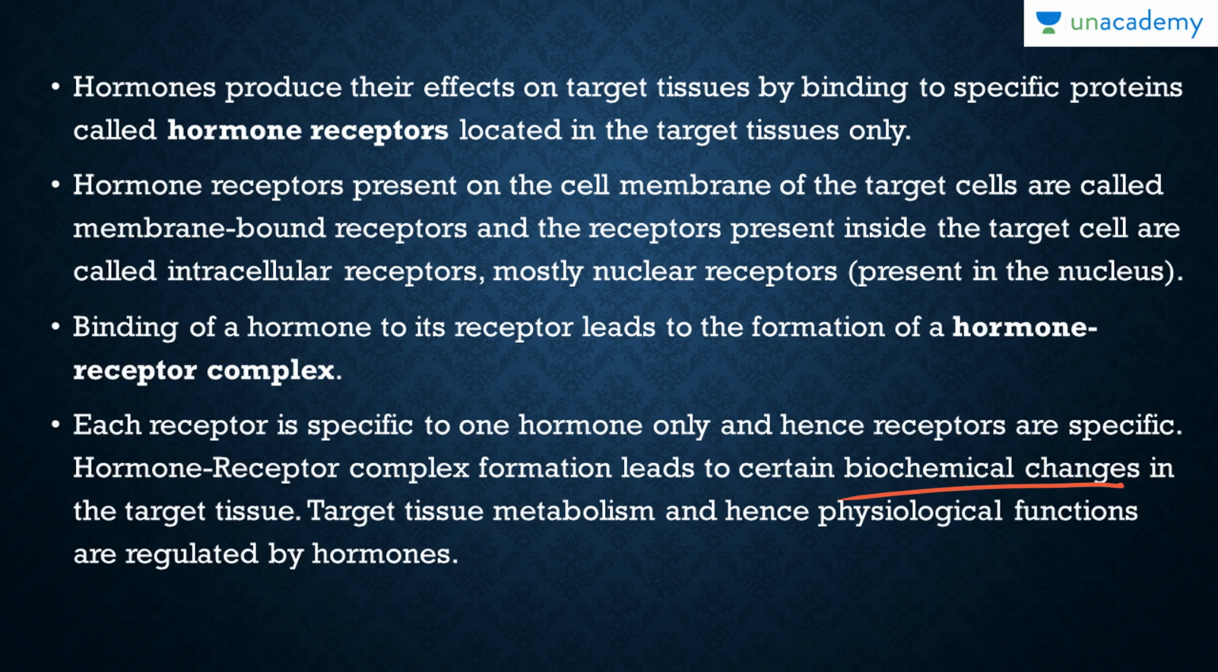So binding of a hormone to its receptor gives rise to the formation of a hormone receptor complex. Right, a hormone molecule will come and combine with the receptor and give rise to the hormone receptor complex. And each receptor, of course, is specific to one hormone and only one, and hence the receptors are very specific. So when these hormone receptor complexes are formed, they bring about biochemical changes that finally bring about the physiologic change.